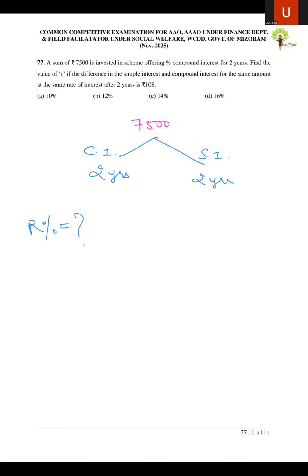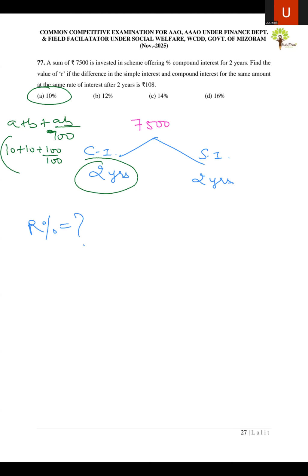Now I will tell you for 2 years what the formula for compound interest is. The formula is A plus B plus AB by 100. All right. This is the formula. Now what are A and B? These are the rates given to us. Let us say the rate is 10%. So 10 plus 10 plus 10 times 10 divided by 100. Using this formula, this will be 21%. So if we talk about compound interest, it will be 21%.